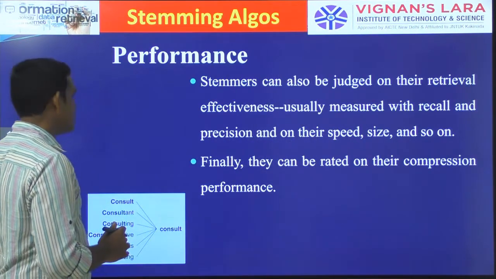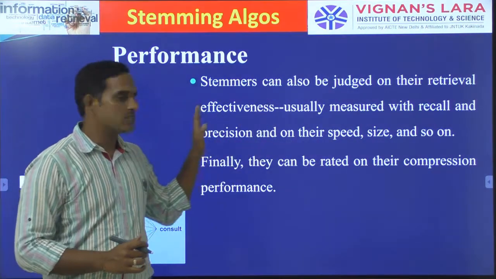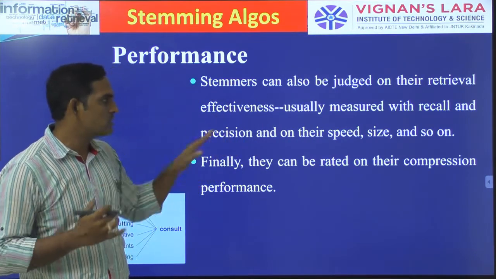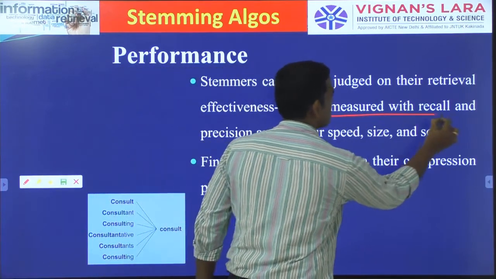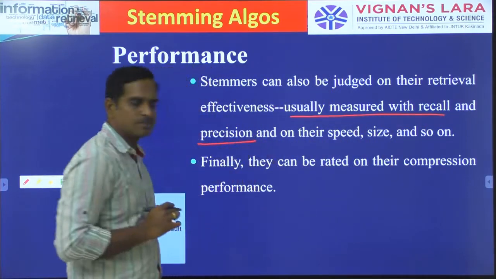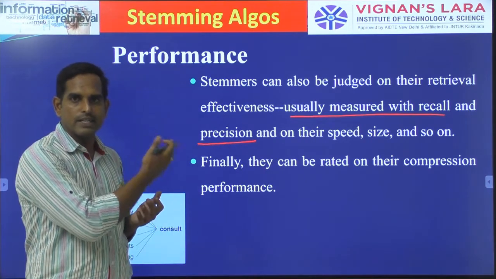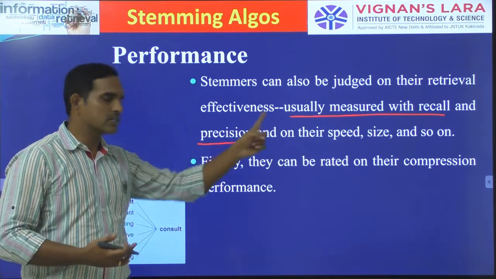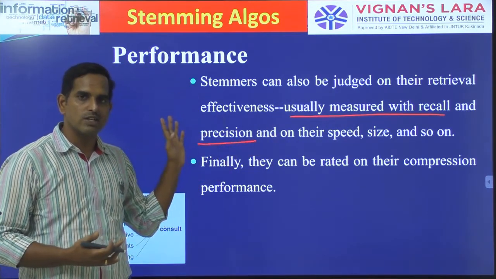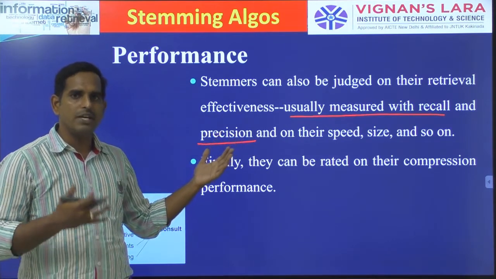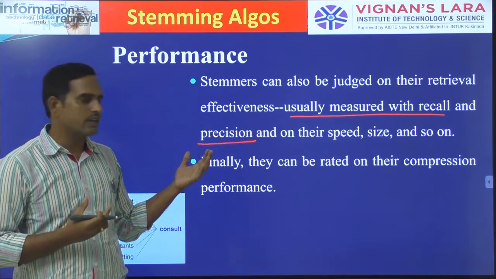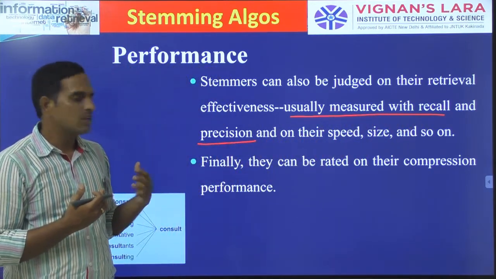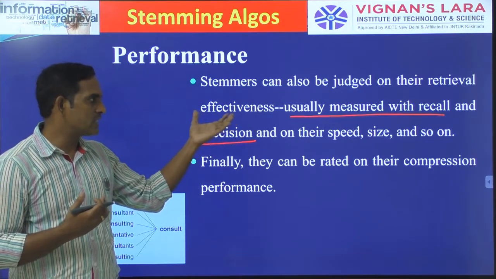The second thing is that stemmers can also be judged based on retrieval effectiveness, how effectively you are retrieving your documents. Usually this is measured with recall and precision. We have already discussed what recall and precision are in the first unit. Precision is how many correct documents you are retrieving, and recall means how many of the relevant documents you are getting from your system.